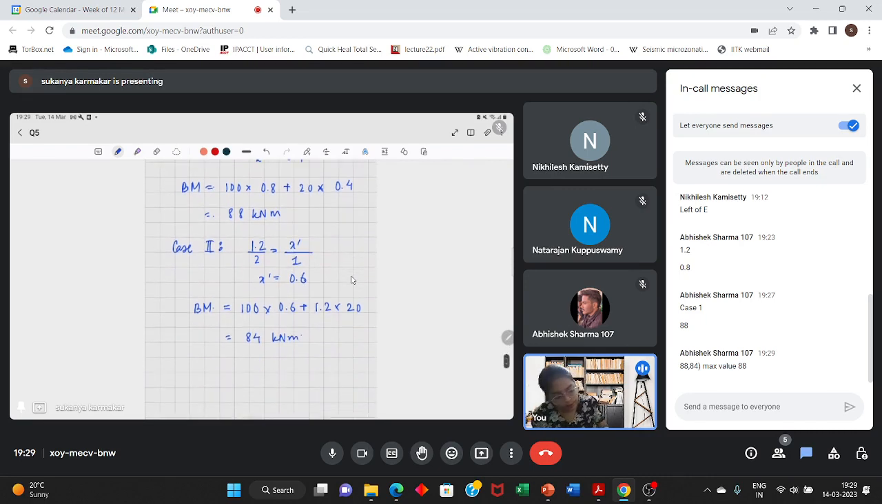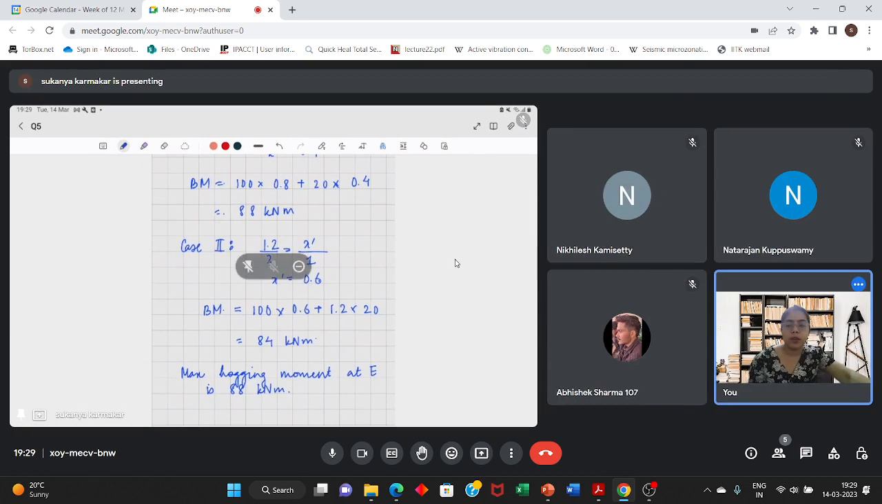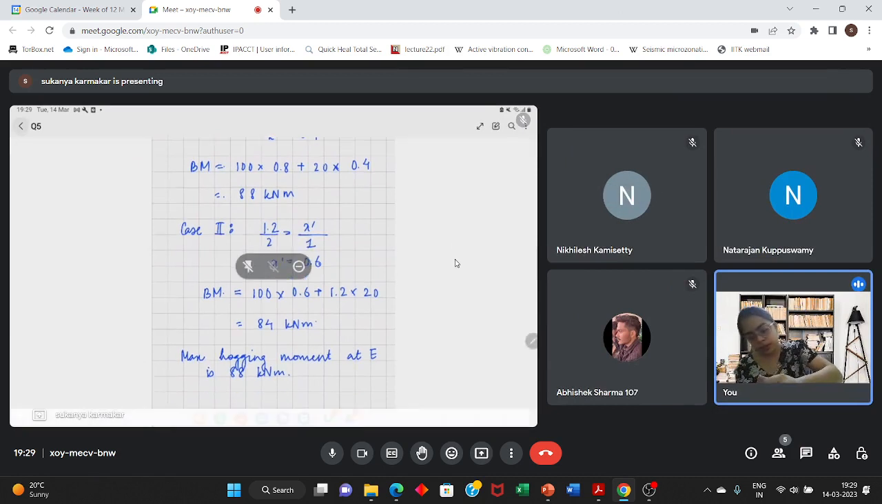So the maximum hogging moment at E is 88 kilonewton meters. Correct, Abhishek. It is 88 kilonewton meter. Now, moving to the next question.